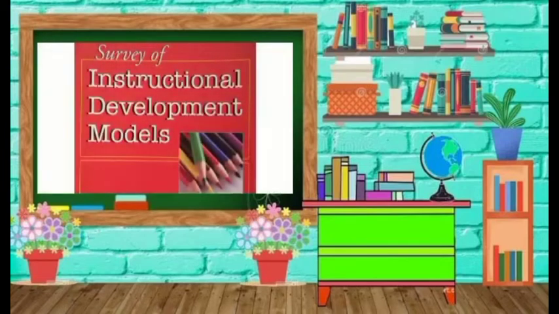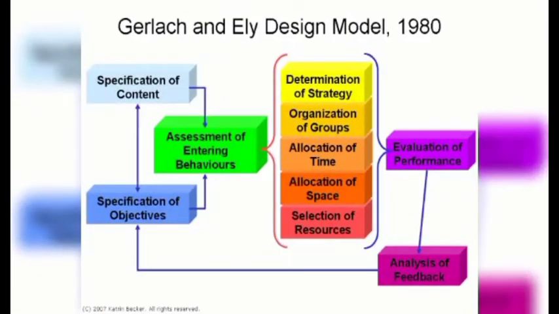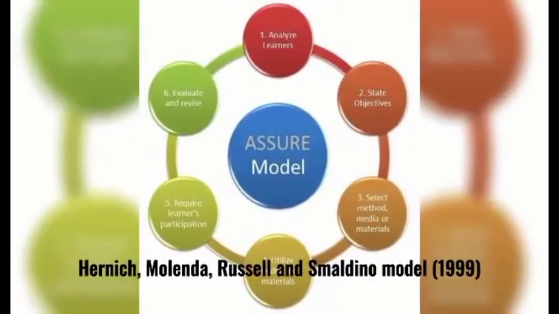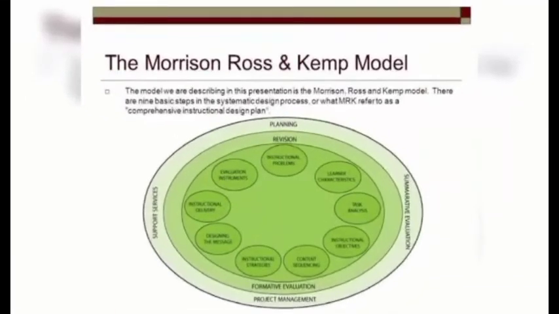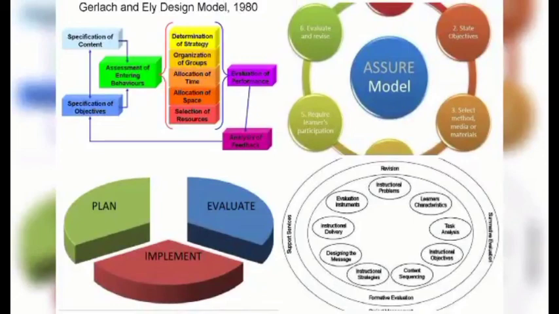In the book of Gustafson and Branch, 2002, titled Survey of Instructional Development Models, they presented 4 models that are classified as classroom-oriented models. These models include the Gerlach and Ely model, 1980, the Heinich, Molenda, Russell, and Smaldino model, 1999, the Newby, Stepich, Lehman, and Russell model, 2000, and the Morrison, Ross, and Kemp model, 2001. And that is the model of summarized text.